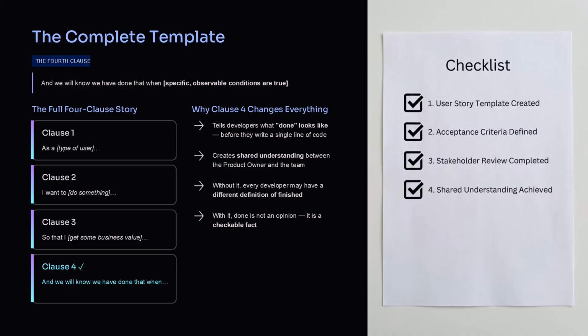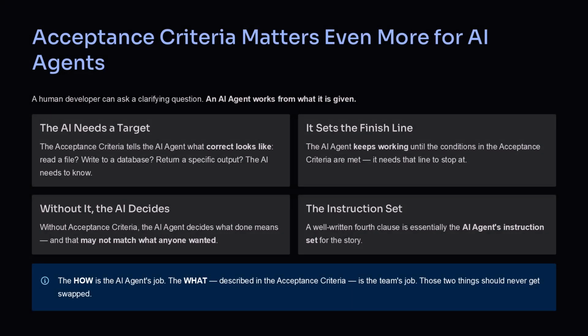Without it, every developer may carry a different interpretation of finished. With it, done is no longer an opinion. It becomes something you can verify, a checkable fact. Now this becomes even more critical when you introduce AI agents. A human developer can ask a clarifying question. An AI agent cannot. It works strictly from what it is given.